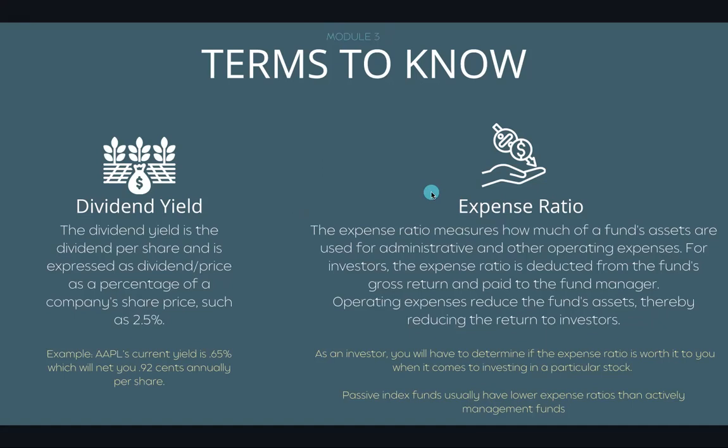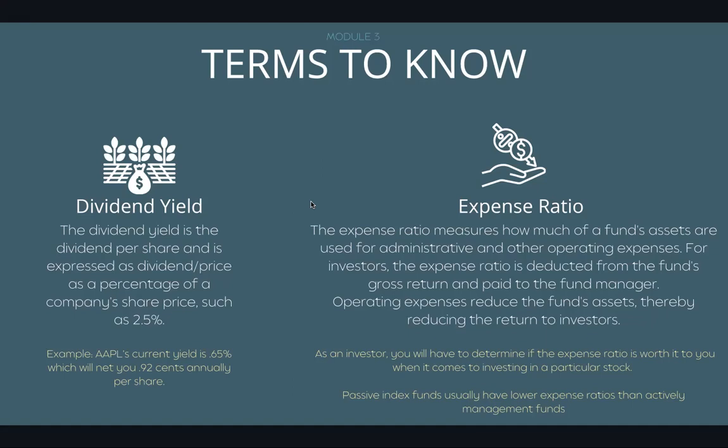And the expense ratio is more so like if you're investing into funds like ETFs, like SPY, SCHD, VOO, VTI, stuff like that. Now, expense ratio pretty much measures how much of a fund's assets are used for administrative and other operating expenses.